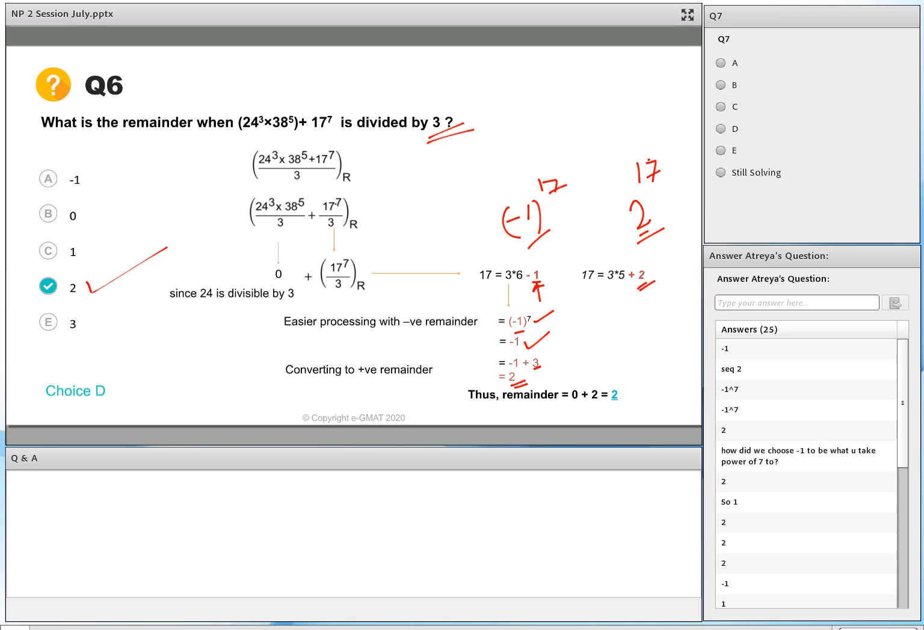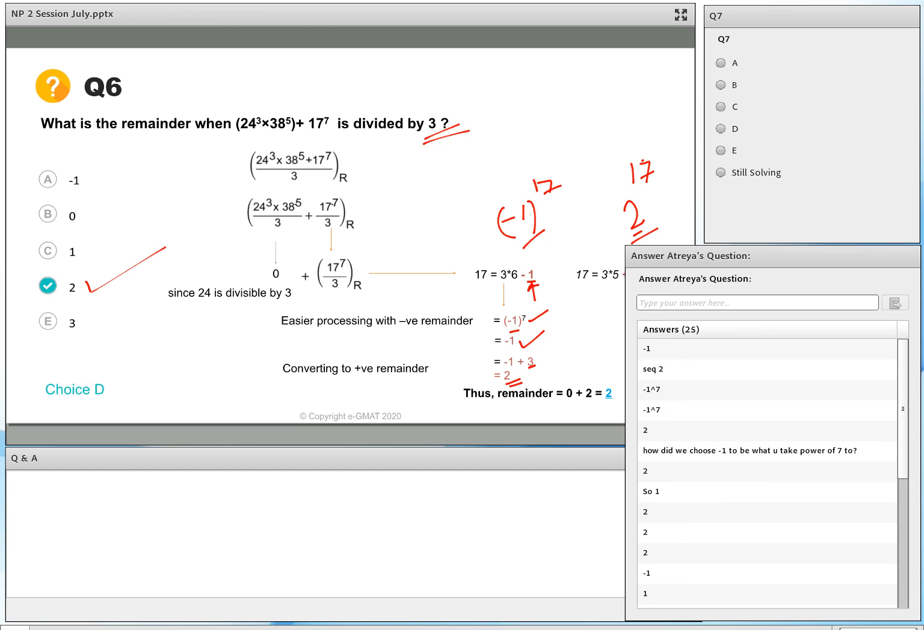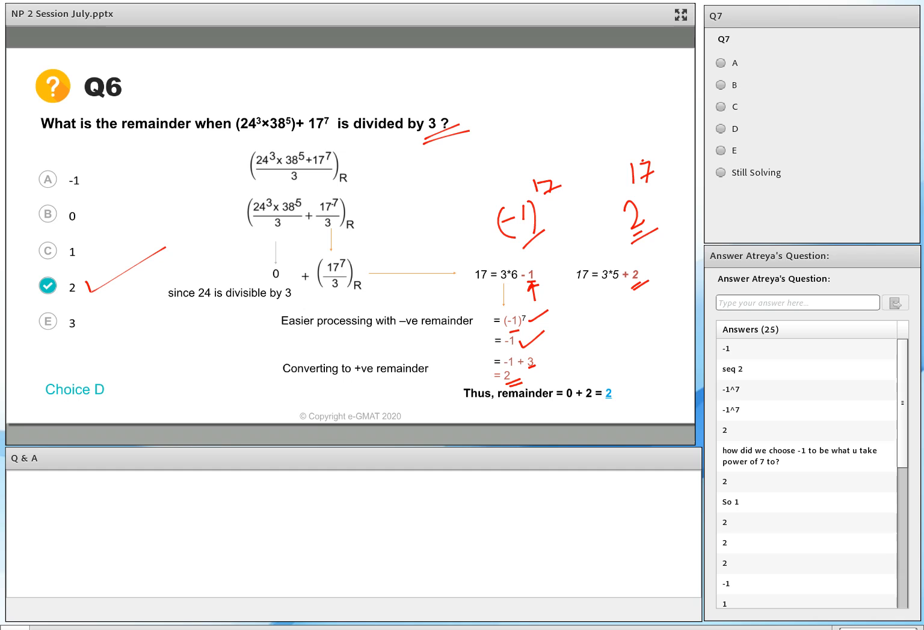Okay, how did we choose minus 1 to be what you take to the power of 7 to? You divide. So what did I have over here? Let me give one very quick look. I have Anisha asking me this question. Okay, Anisha. So what do I have? I have 17 to the power 7 divided by 3.